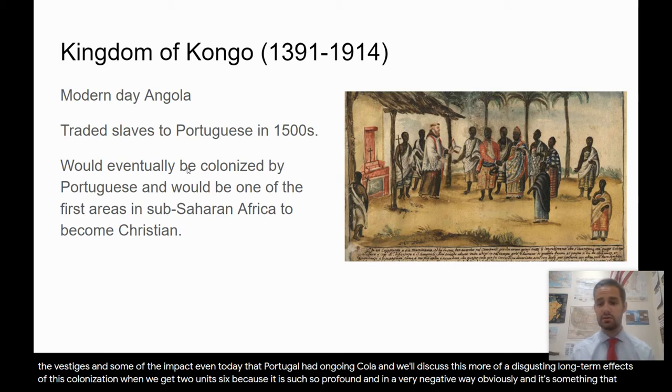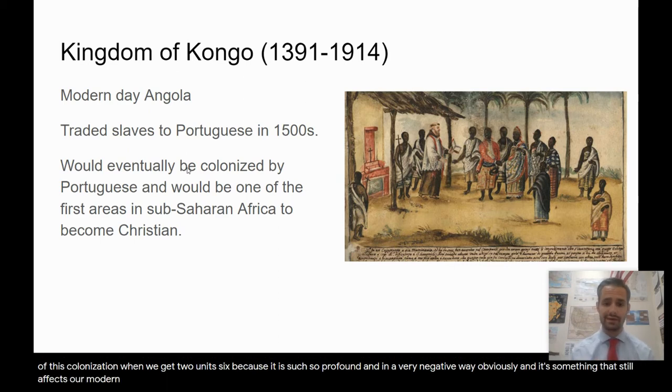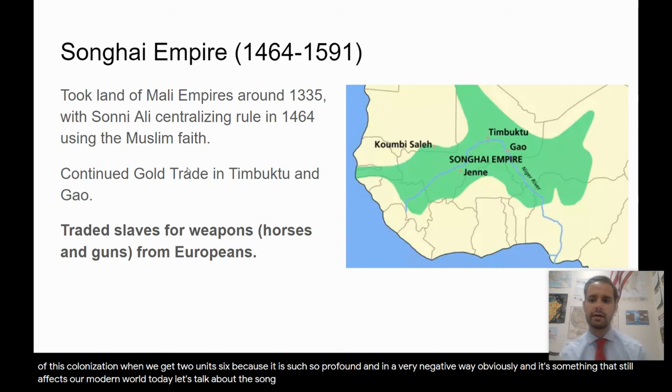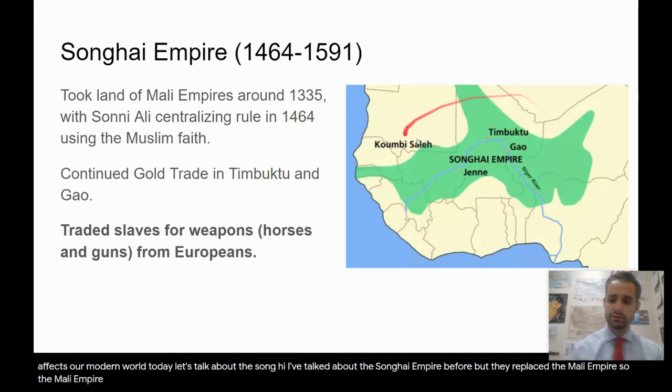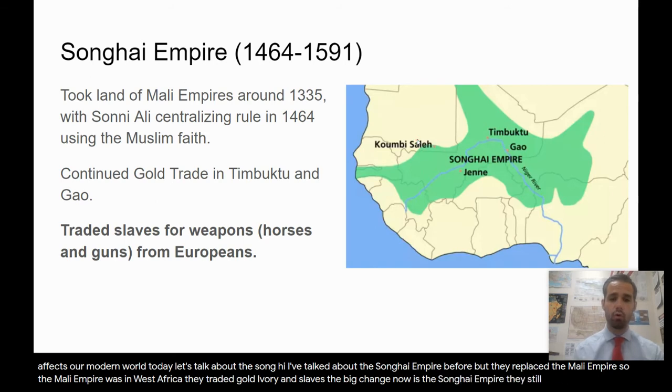And it's something that still affects our modern world today. Let's talk about the Songhai. I've talked about the Songhai Empire before, but they've replaced the Mali Empire. So the Mali Empire was in West Africa. They traded gold, ivory, and slaves. The big change now is the Songhai Empire. They still trade gold, ivory, and slaves. That's very much a continuity.